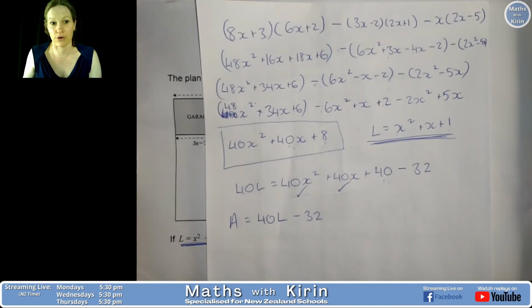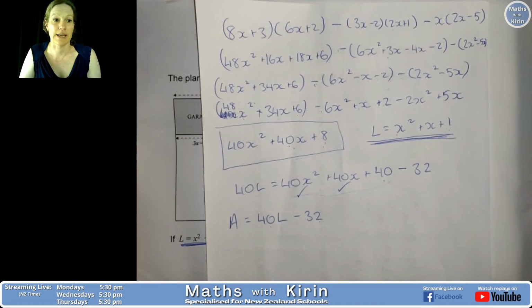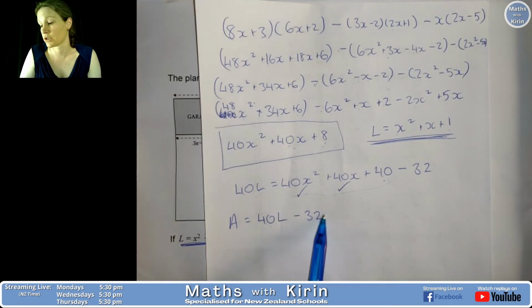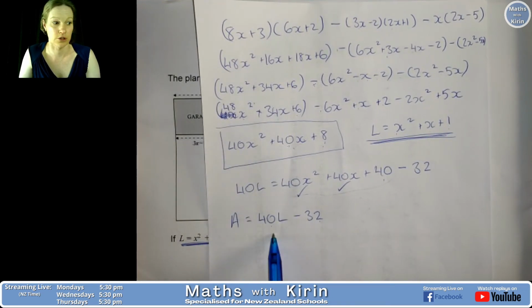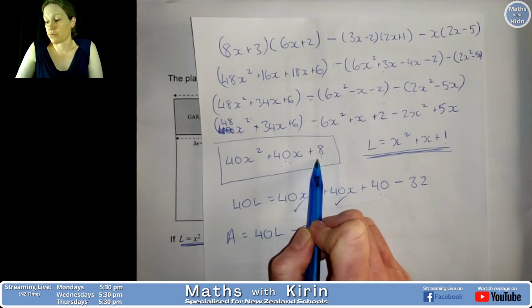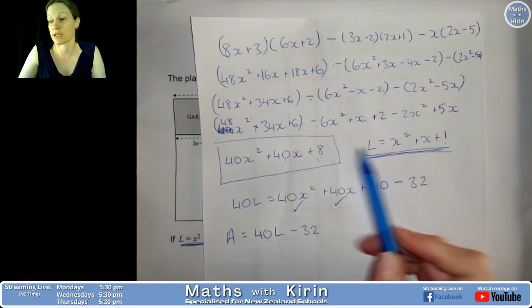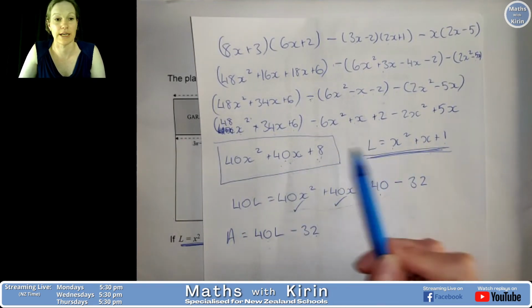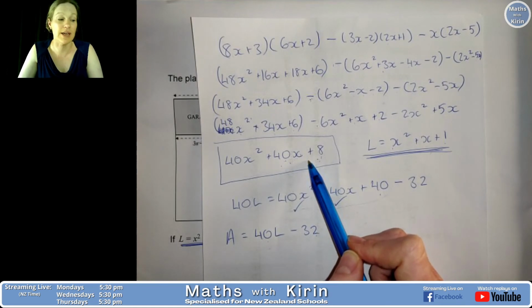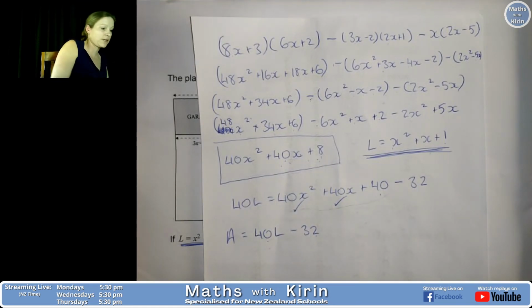If you get all the way through and you get A equals 40L minus 32, that's an excellent skill. Okay, so you would get an excellent grade for this question. If you got all the way through to 40x squared plus 40x plus 8, that's merit level. Okay, so you couldn't quite make the leap to get it in terms of L, but you can get the area in terms of X. Then that is your merit level skill.